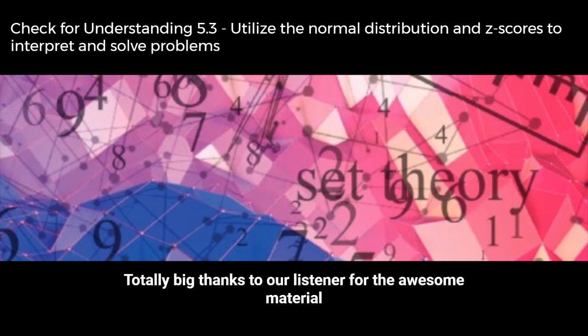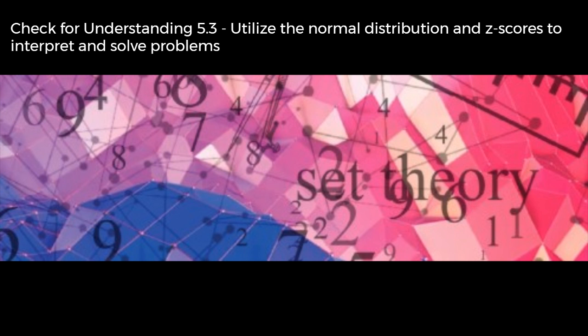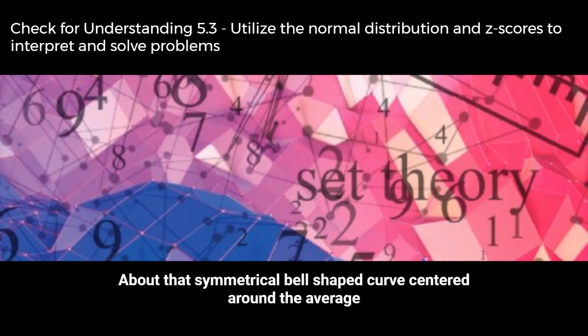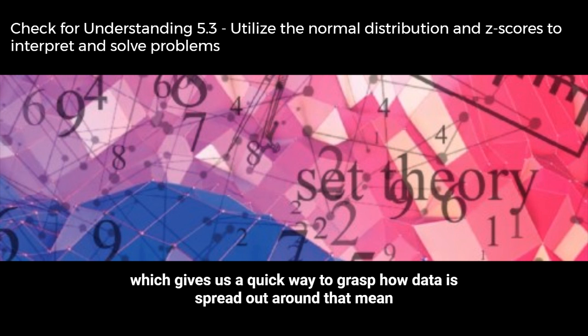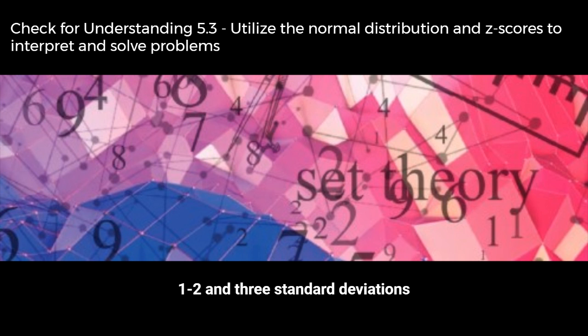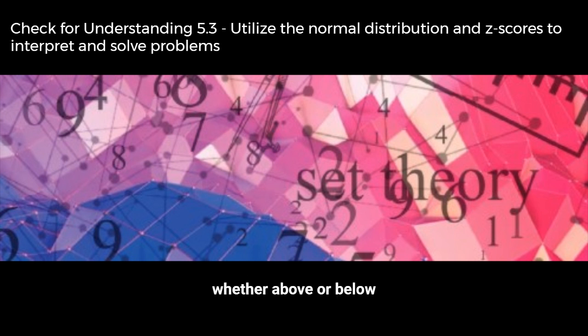Totally. Big thanks to our listener for the awesome material. So let's recap. We started by understanding that the normal distribution is all about that symmetrical bell-shaped curve centered around the average, the mean. We then delved into the 68, 95, 99.7 rule, which gives us a quick way to grasp how data is spread out around that mean: 1, 2, and 3 standard deviations. We tackled Z-scores, which help us standardize data points and figure out exactly how many standard deviations they are from the average, whether above or below.